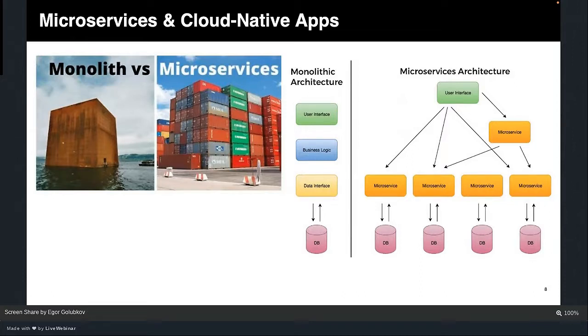So for example, let's say we have an application for online shopping, and for example, one small microservice can be responsible for the product catalog. So you can swipe down the catalog of products you want to buy. So this is one microservice. The other microservice would be the cart service, so you see which products you have added to your cart. And the third microservice is, for example, the online payment.